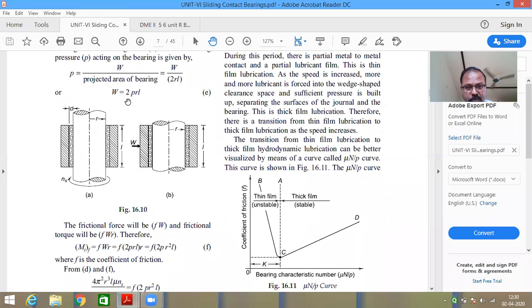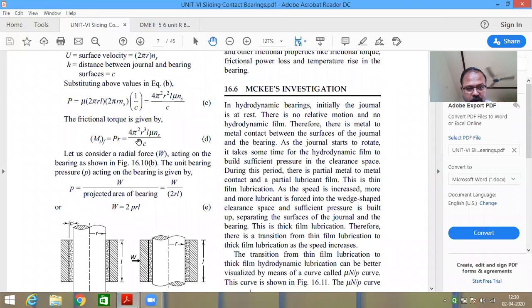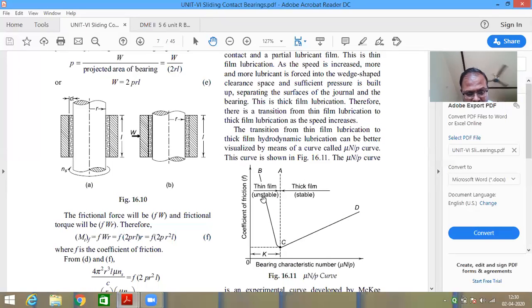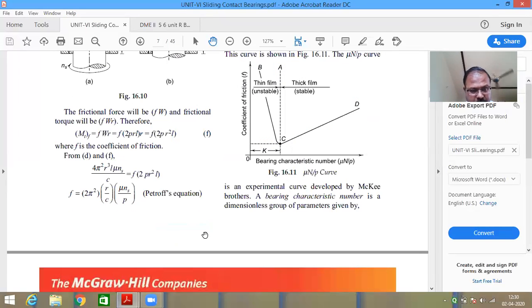That means it will be 2 f p R L, and frictional torque will be frictional force into radius. So it will be f W into R, that is f 2 p R square L. This is again frictional torque, which we have seen earlier. Equating equation D and equation F, you will get f is equal to 2 pi square R upon C, mu ns upon P. That is called Petroff's equation.